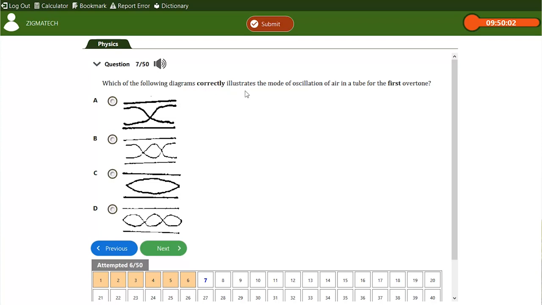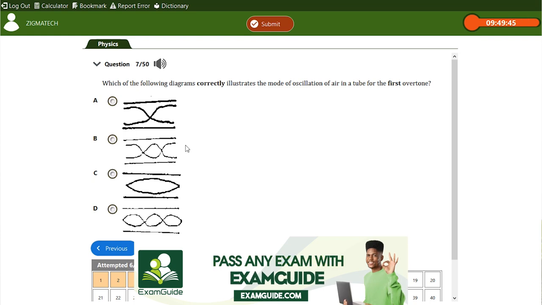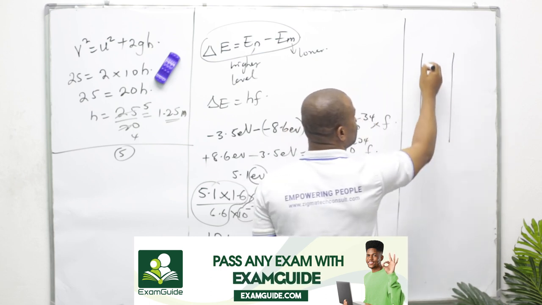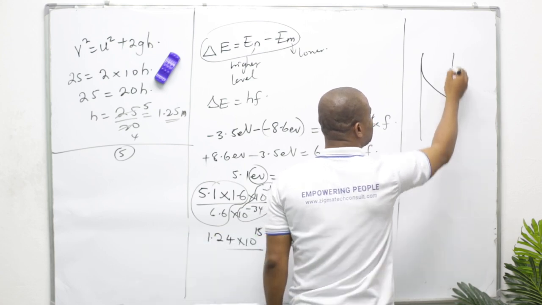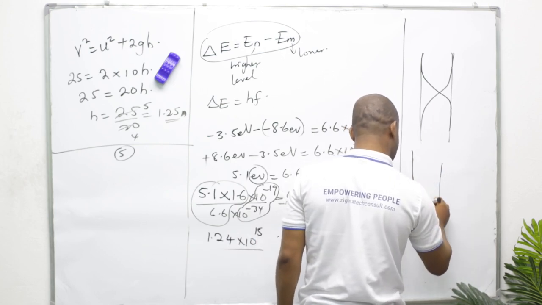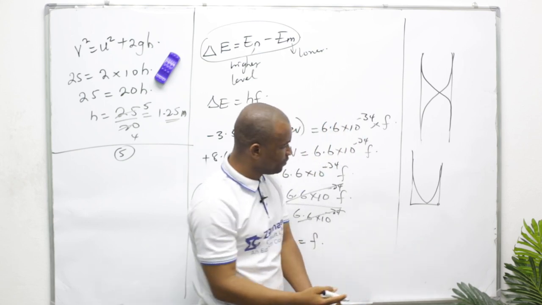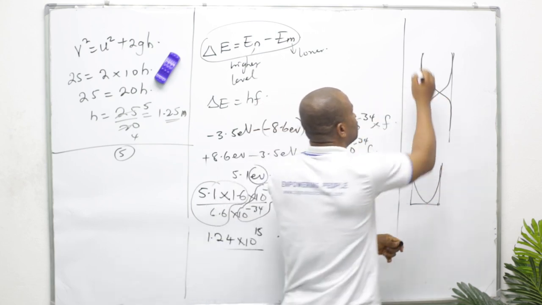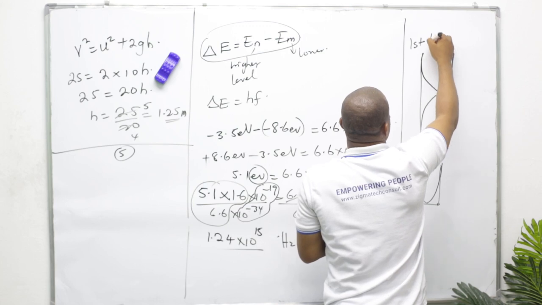Which of the following diagrams correctly illustrates the mode of oscillation of air in a tube for the first overtone? When we talk about first overtone, we are talking about second harmonic. And the tubes are all open. So for an open tube, the wave goes this way. If it is a closed tube, it's going to be like this. The pictorial form of the wave is this one. This is not the first overtone, this is the first harmonic.